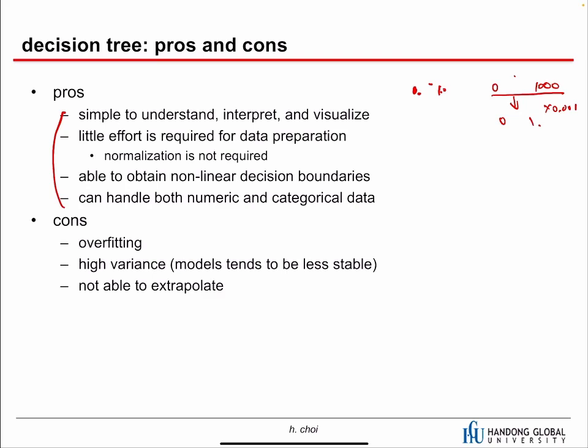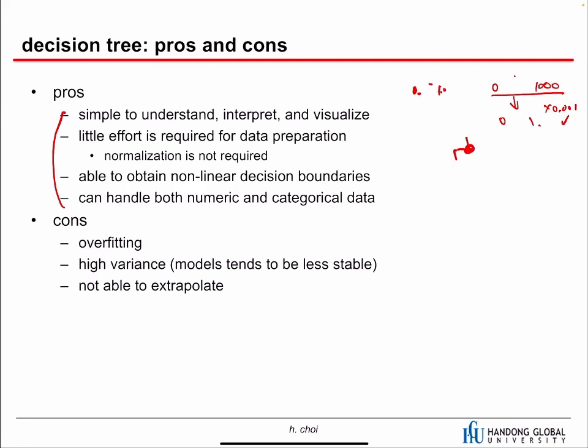Okay. So we need this kind of normalization for other machine learning algorithms, but in the decision tree, we don't need that. Okay. So at every node, we can select one feature, and then we can define a threshold. That's it.